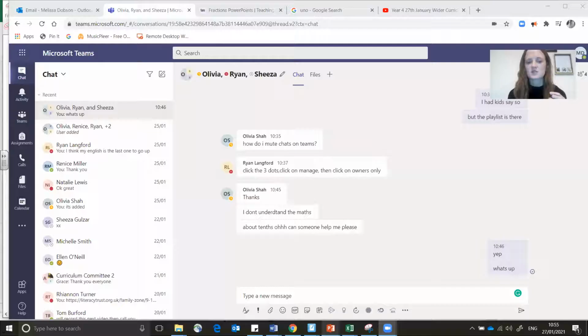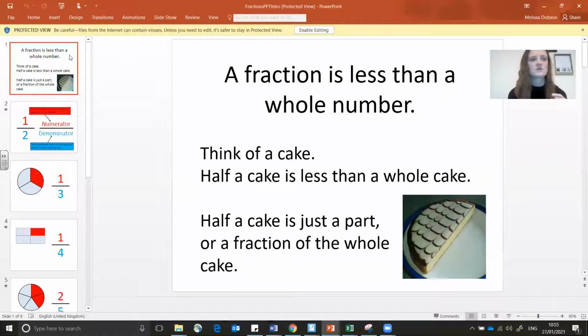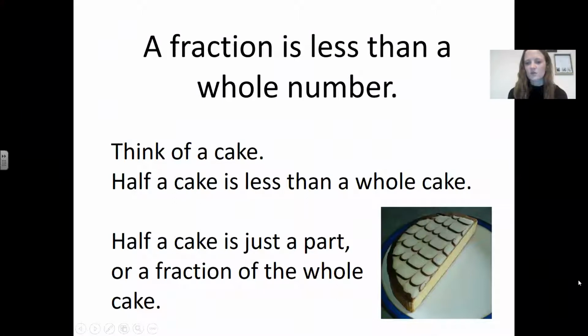So in the recap, I was just going through some simple things to start off with about our fractions, as a reminder. So I'm going to go through it again. I just need to find it. There it is. Let me share my screen with you.